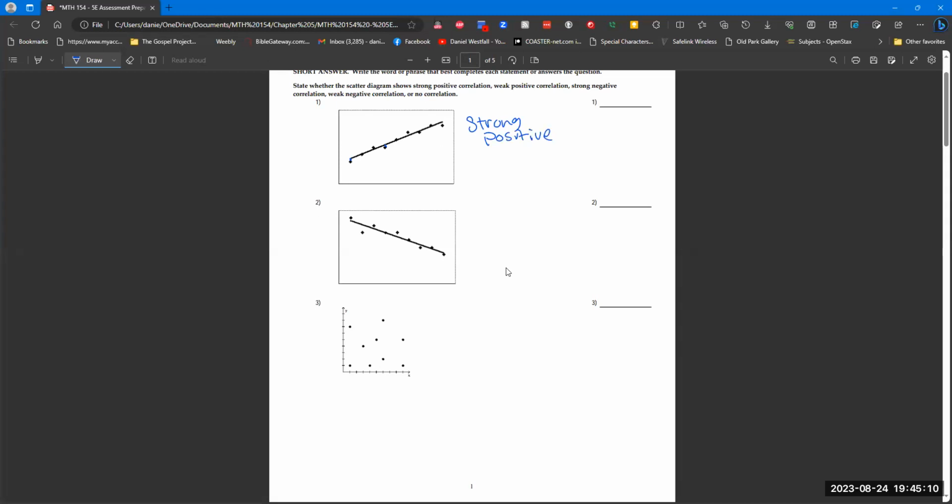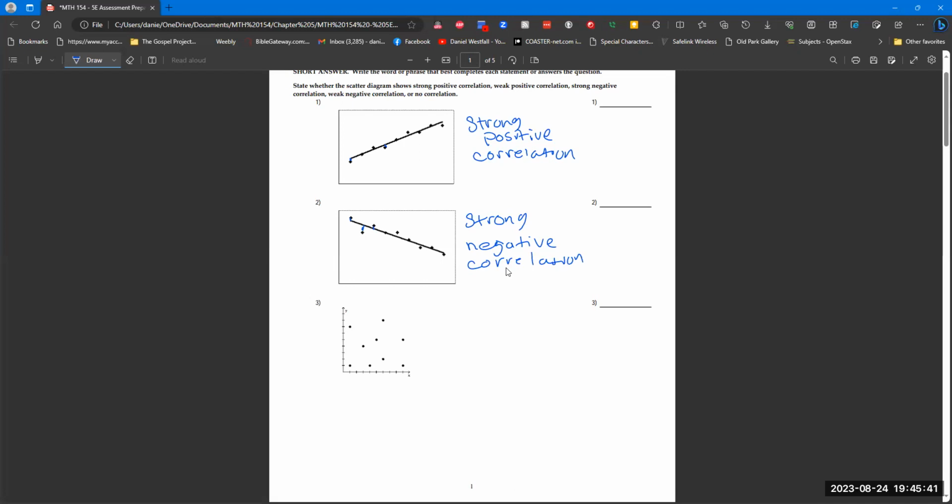And this one here that has a negative slope, but all the data points are close to this line here, this is a strong negative correlation. So a negative correlation is as x increases, y decreases.